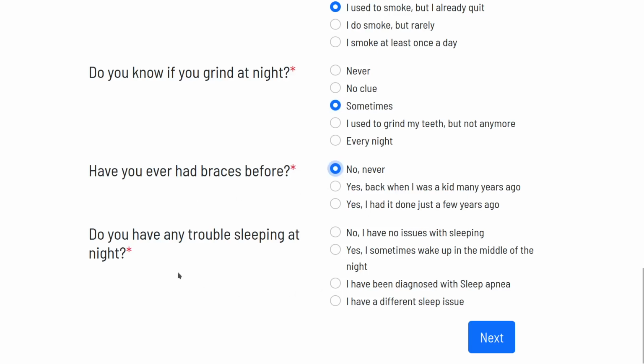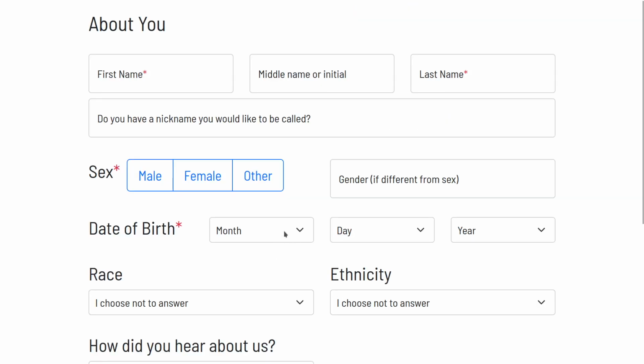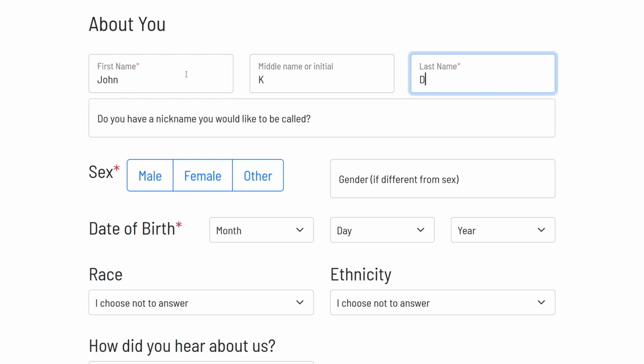And then you have sleep at night. We want to screen every patient for possible sleep apnea. So we want to at least ask them, hey, do you wake up in the middle of the night gasping for air? That is always a good question to ask. And then we ask the patient their actual information. So we can just say, John K. Doe.